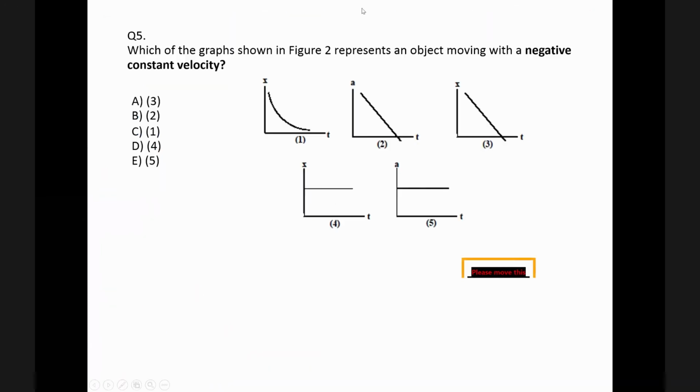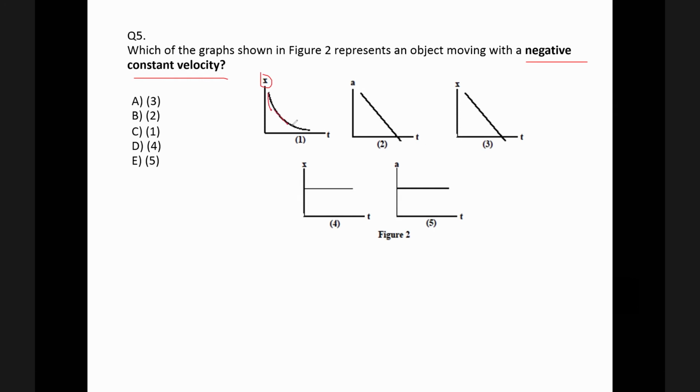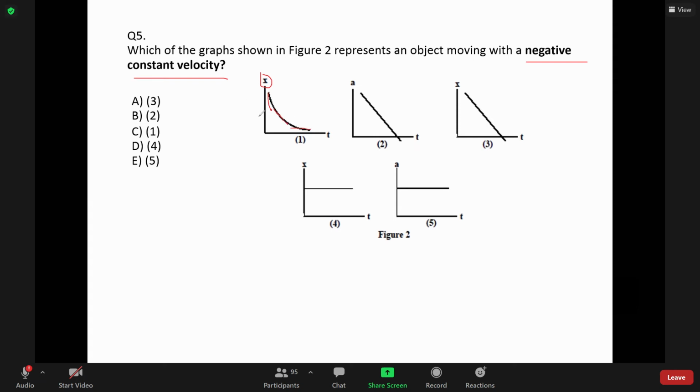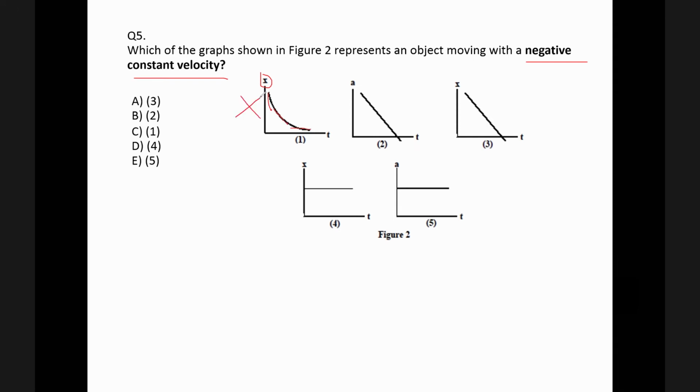Which of the graphs shown in figure 2 represents an object moving with negative constant velocity? Which of these five curves represents an object moving with negative constant velocity? This is x versus t. The slope of x versus t tangents indicates velocity. And velocity is negative, but is it constant? No, it keeps changing. This is not the correct answer. It is negative, but not constant.